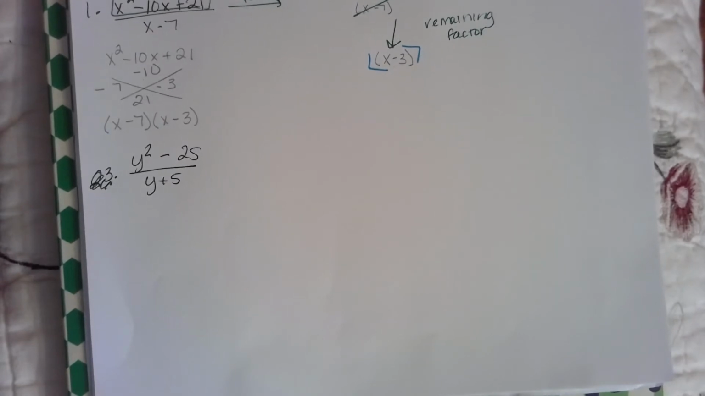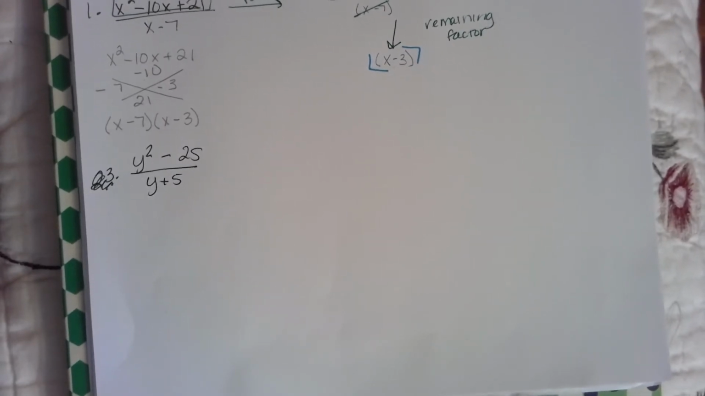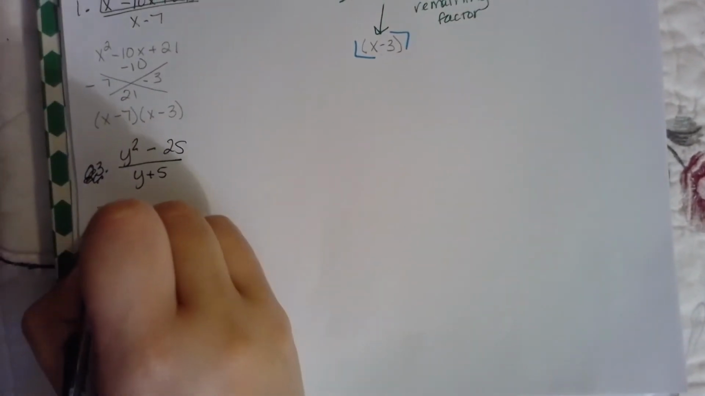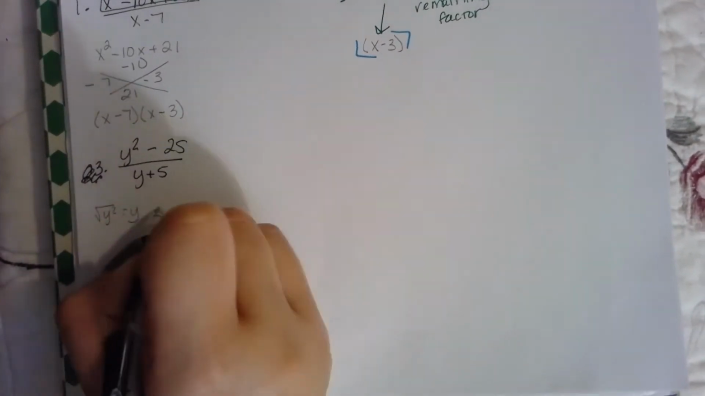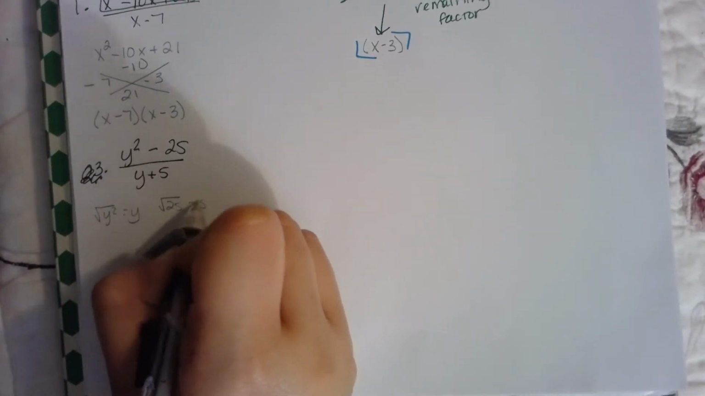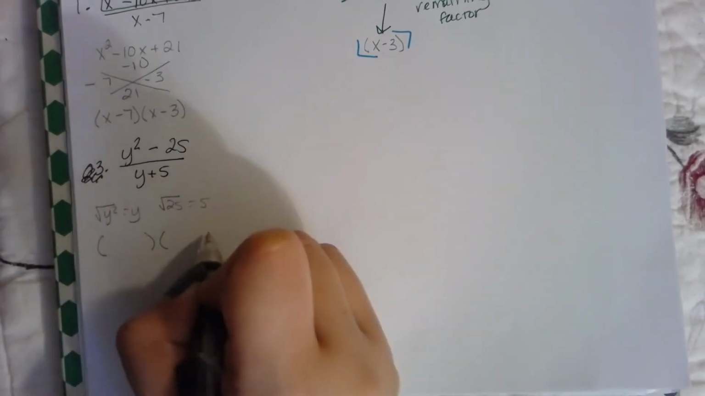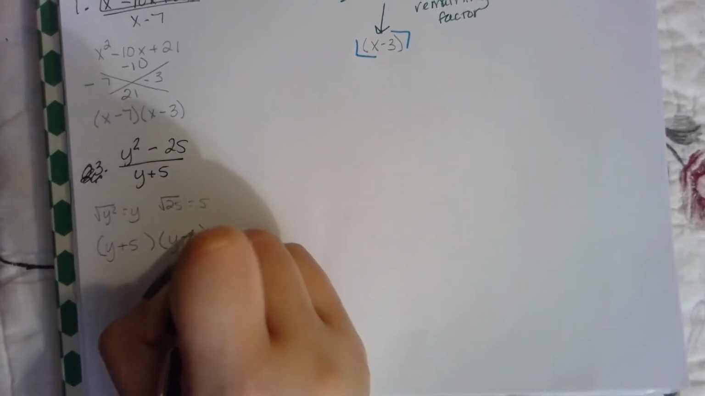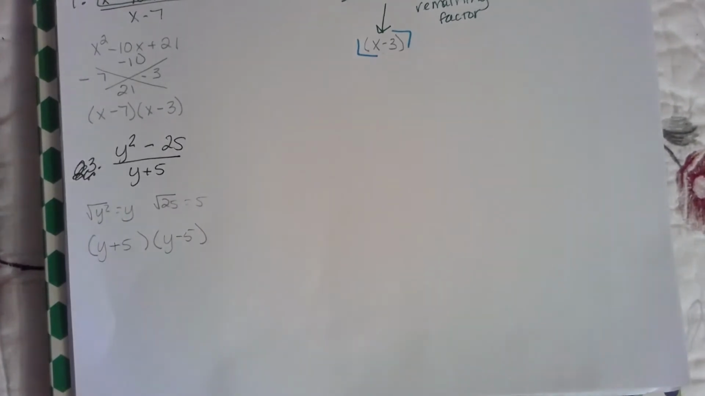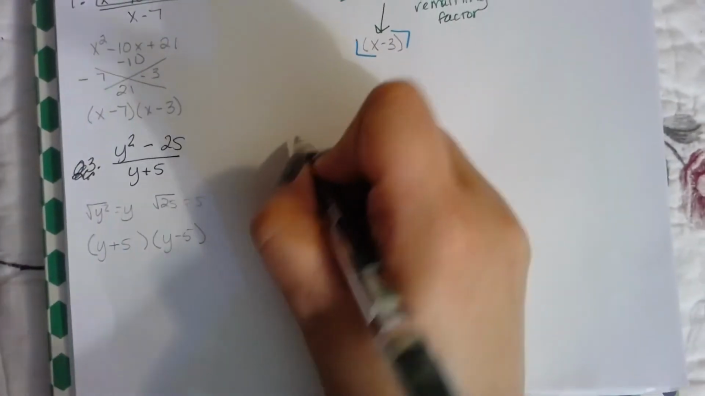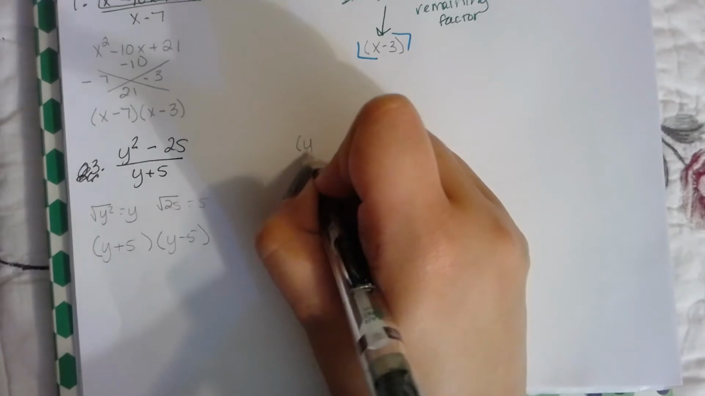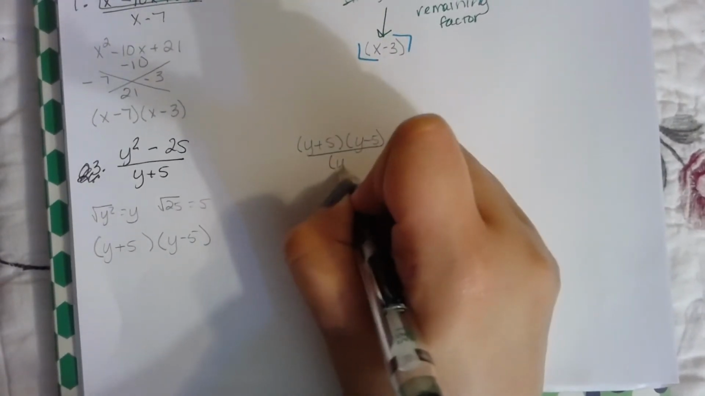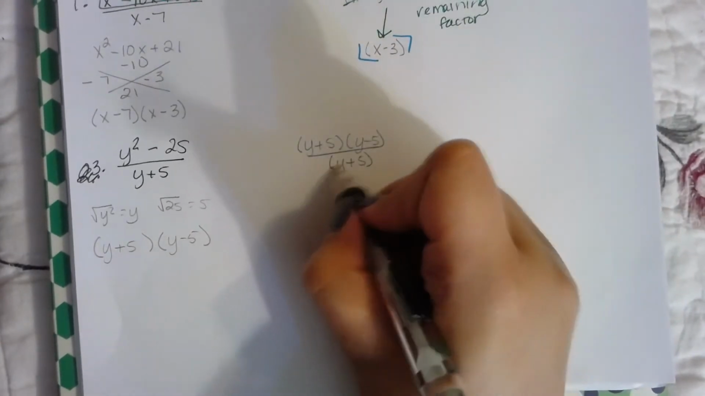In this case, you take the square root of y squared, which is y, and the square root of 25, which is 5. So it's going to come out in 2 sets of parentheses with y plus 5 and y minus 5. That is why they are different, because they need different signs. Rewriting the numerator gives you y plus 5 times y minus 5 divided by y plus 5. We have a y plus 5 on bottom, y plus 5 on top. That leaves us with y minus 5 as your answer.